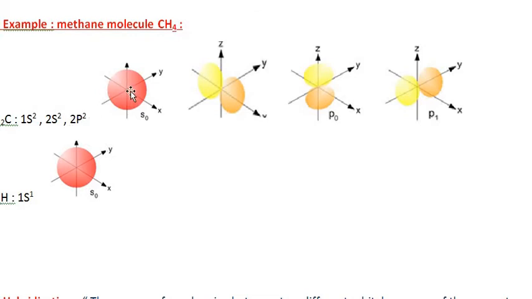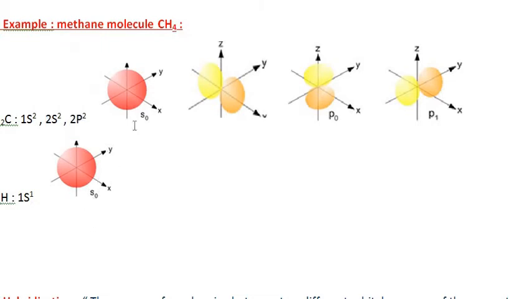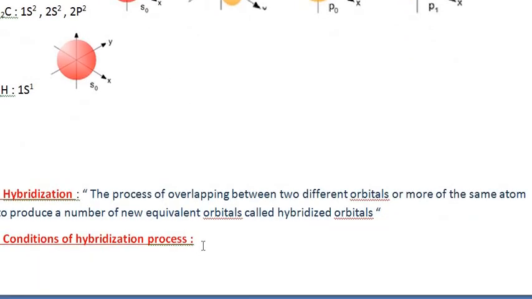For methane, consider the outer energy levels of the carbon atom. This is 2s, and these are 2p orbitals, and this is the 1s of the carbon atom. When four hydrogen atoms participate with the carbon atom, the 2s will not participate because it is completely filled, and this one is vacant. No electrons here, one electron here, and one electron here. Only these two electrons are available. So the formula of methane must be CH2 and not CH4. This is not happening. A process called hybridization solves this problem.